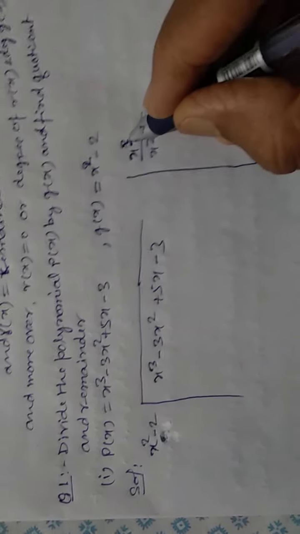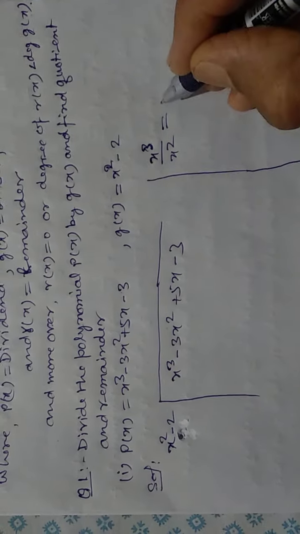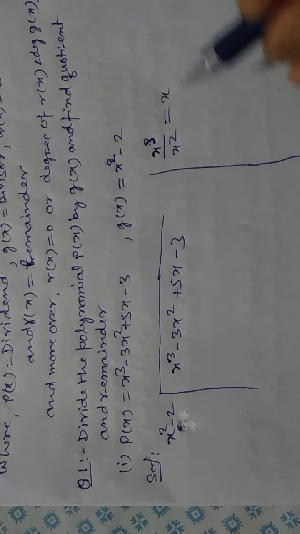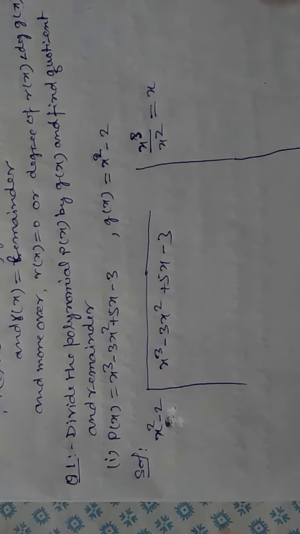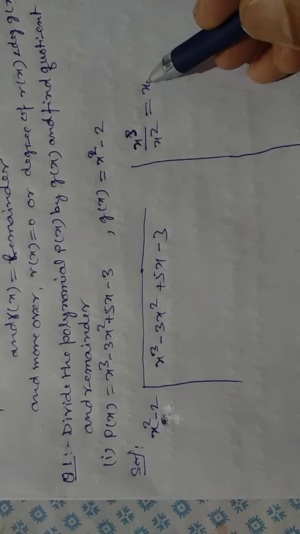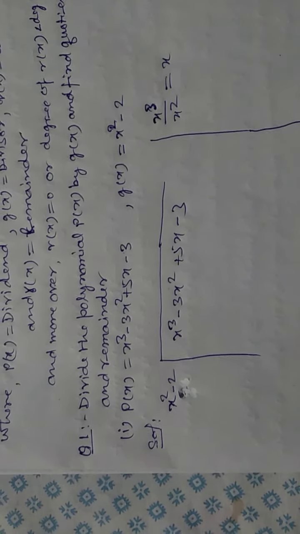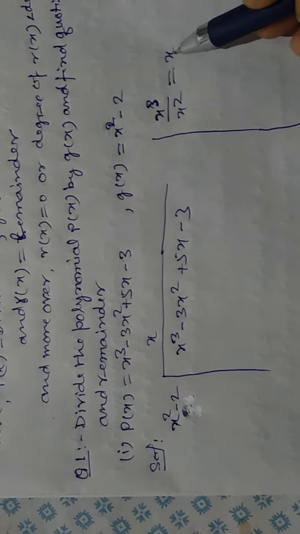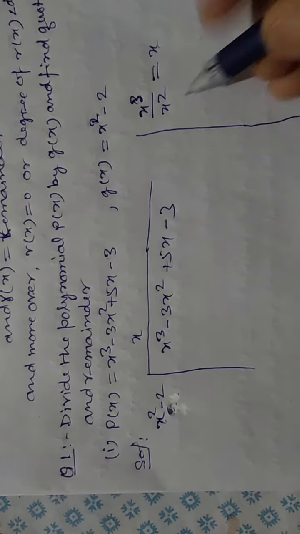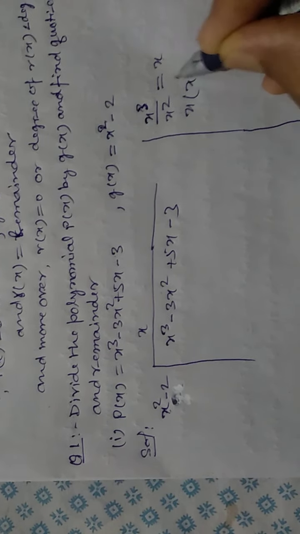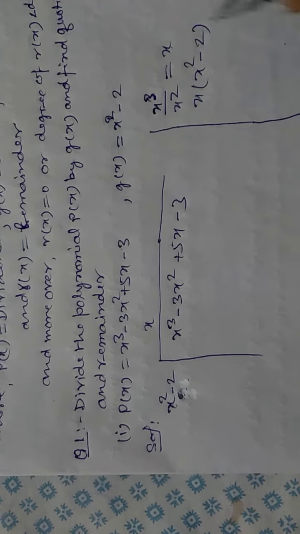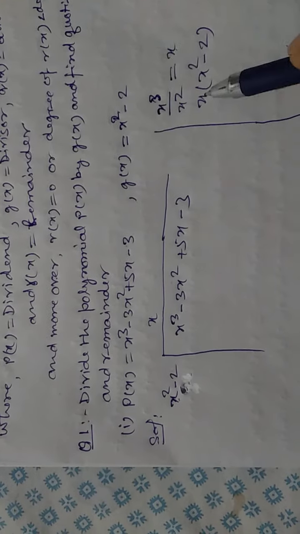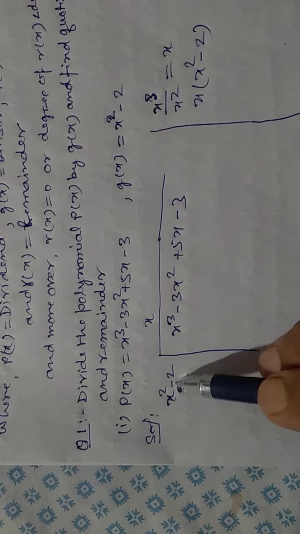When you divide x cube by x square, your quotient will be x to the power 1. When you divide, subtract the power, 3 minus 2, 1, that is x to the power 1. This is the quotient. You will write here quotient. After that, by this quotient, you will multiply the divisor. x, multiply it with x square minus 2.